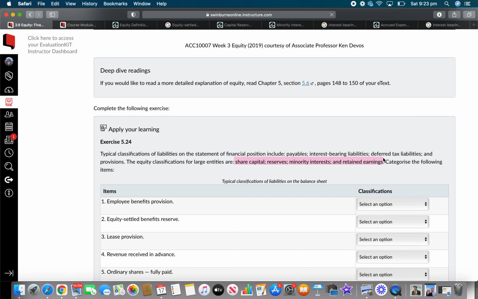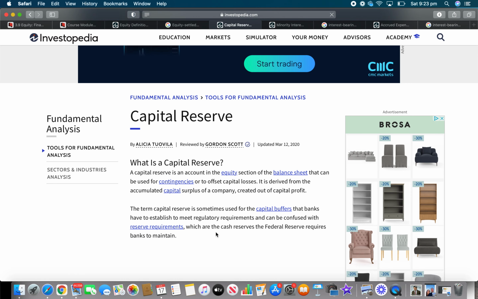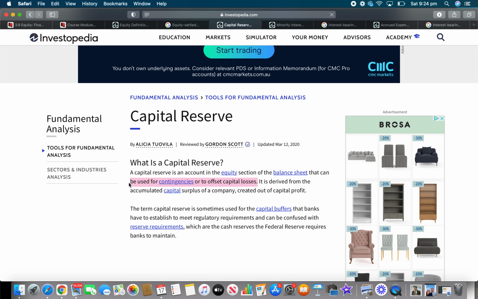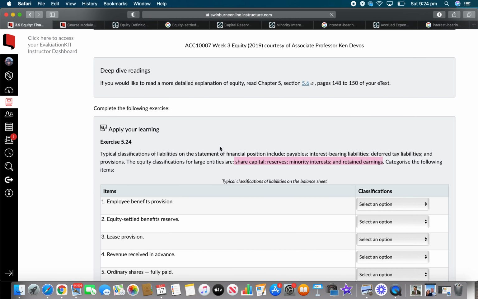You can always look at, I've got here an Investopedia portion here, which is basically saying it's used for contingencies or to offset capital losses. Not going to go into too much detail because the unit really doesn't go into that much detail about capital reserves. We're keeping this super high level, but that is another portion of equity. But you won't find that in your practical side of things.